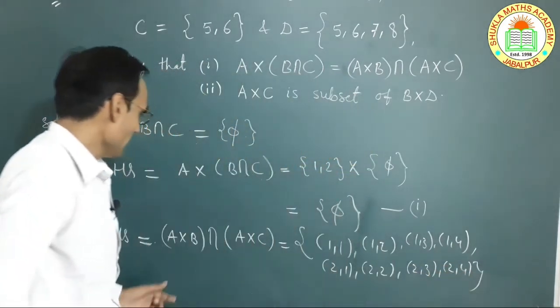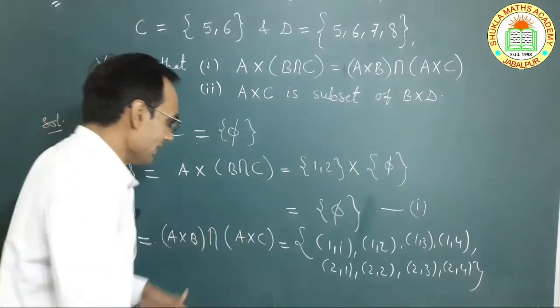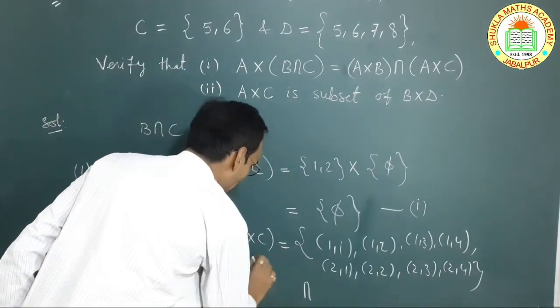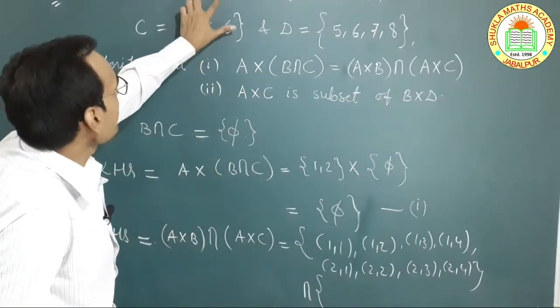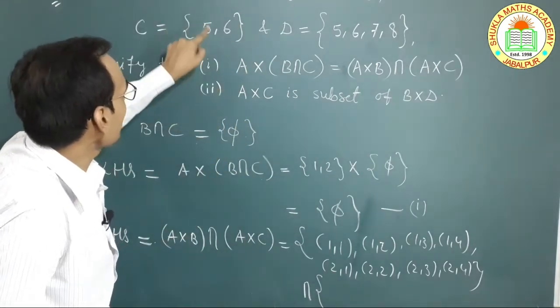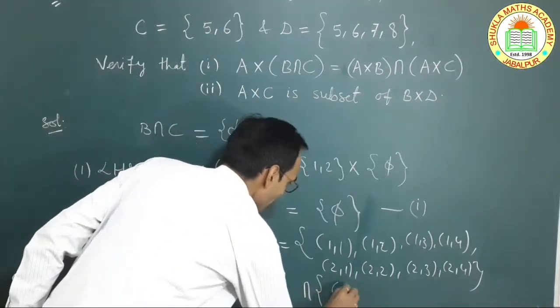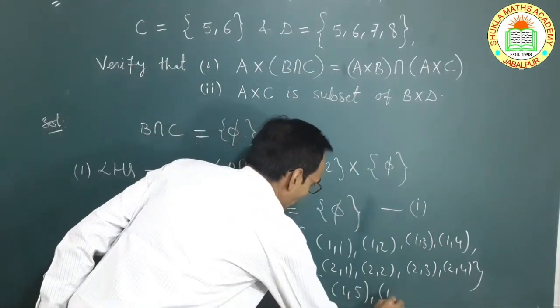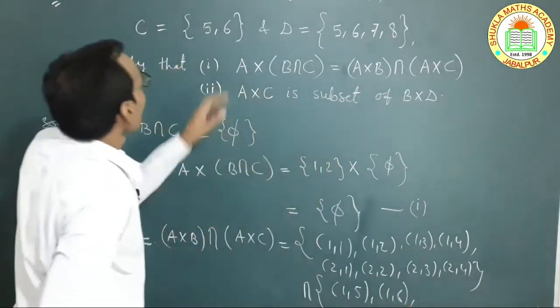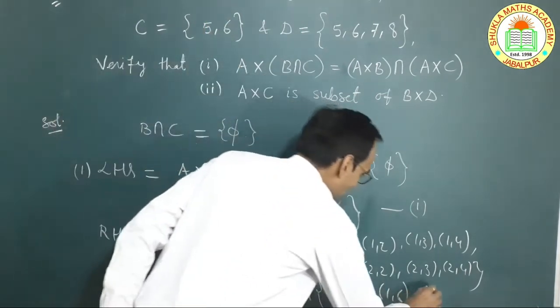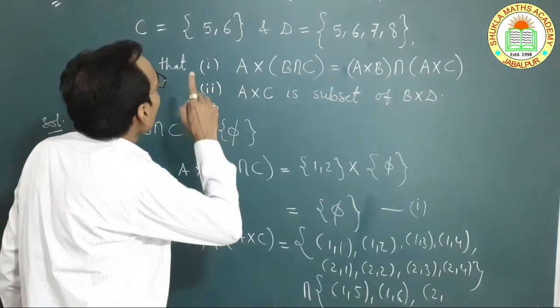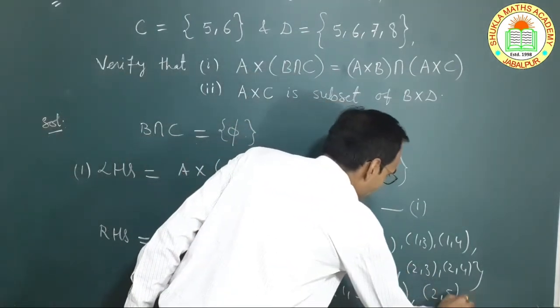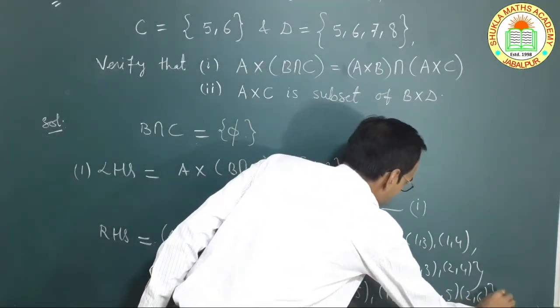So this is A × B, and the intersection with A × C. Similarly, we will find A × C. So we have A is {1, 2} and C is {5, 6}. So (1,5) and (1,6). Then (2,5) and (2,6) are the elements, the ordered pairs of A × C.